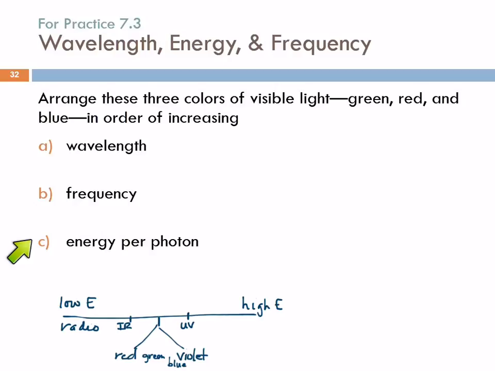So the answer to these, there's really only 2 choices for each of them. It's red, green, blue, or blue, green, red. Has to be one or the other. So energy per photon, the way I drew this out is low energy to high energy. So the amount of energy per photon is going to be lowest for red, intermediate for green, and higher for blue. So I would say red, green, blue. Does that make sense?